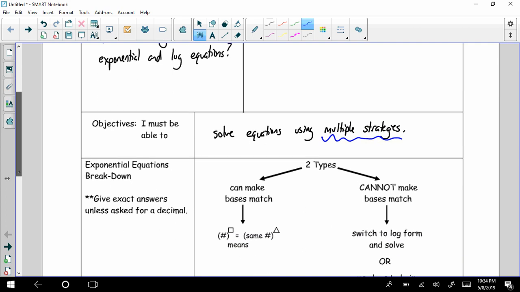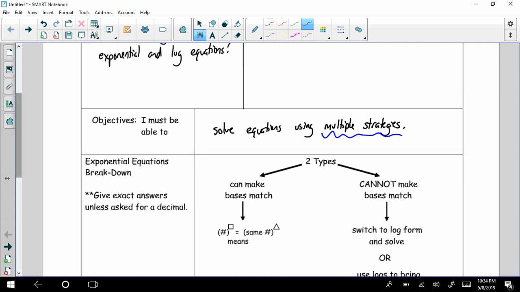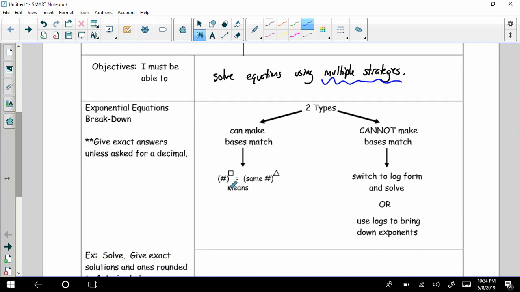And so starting with exponential equations and looking at the two different types. So either we can leave them in exponential form and make the bases match and solve that way, which is preferable because it's a little bit less work. Or if we can't make them match, then we can switch to log form and solve that way.